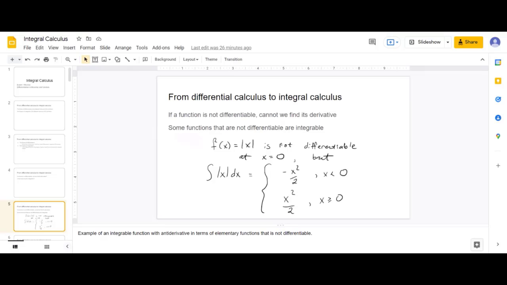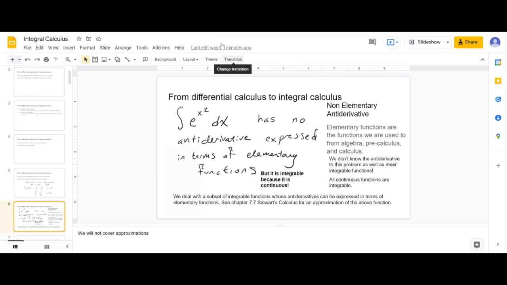Oh wait, let me talk about this example. So our function f is not differentiable at 0, so we can't find a number or a function to represent its derivative at 0. But for the same function, I found an antiderivative expressed in elementary functions for all x. So it seems in this case, integration is easier, right? But let's look at the next slide.